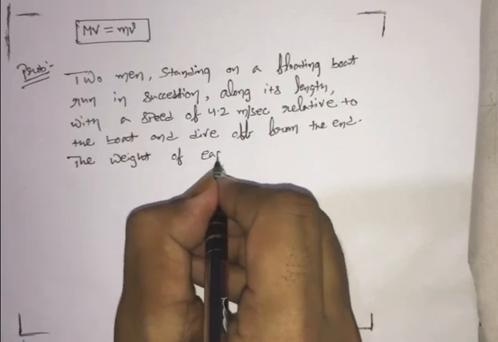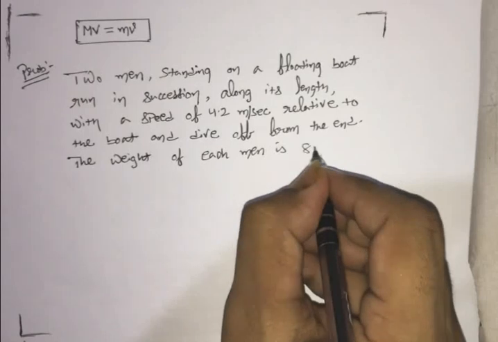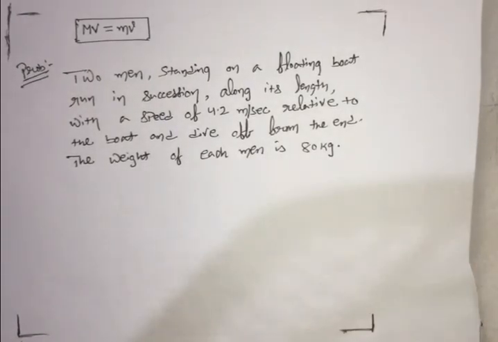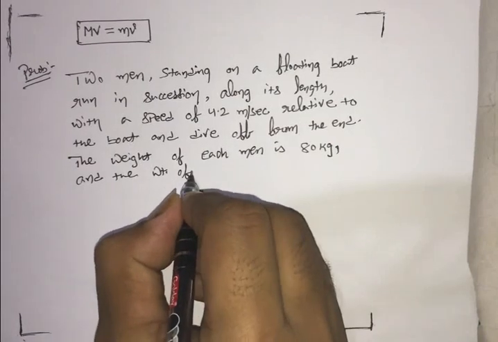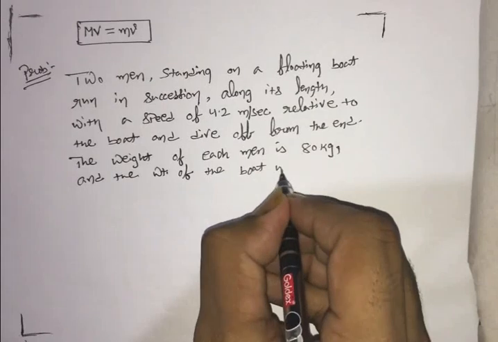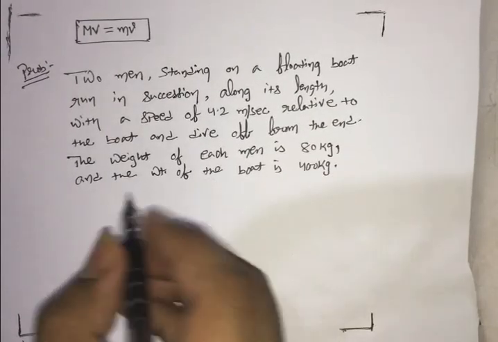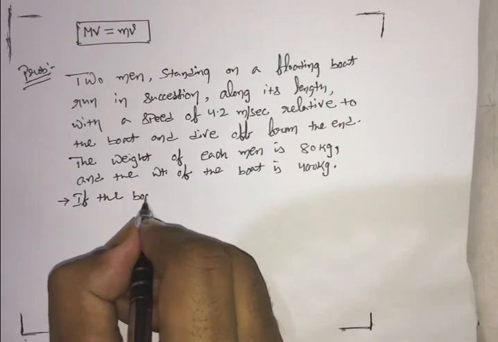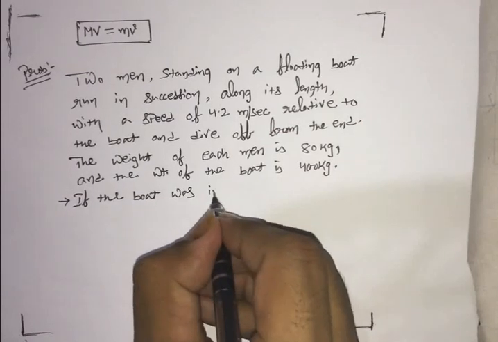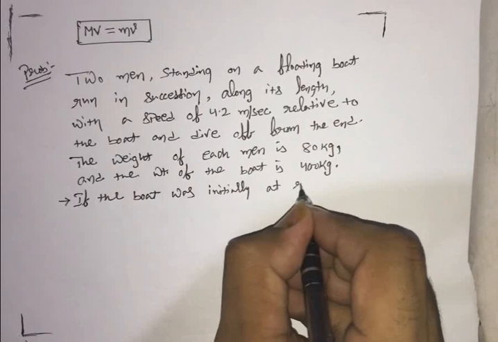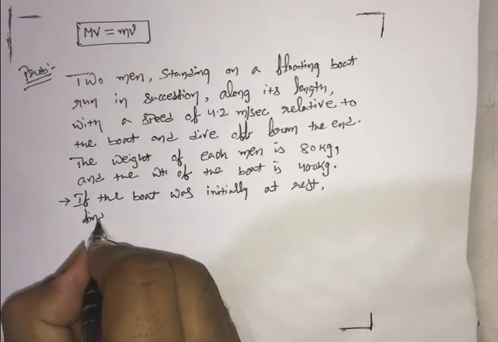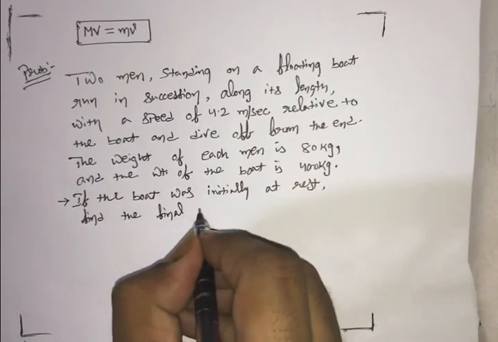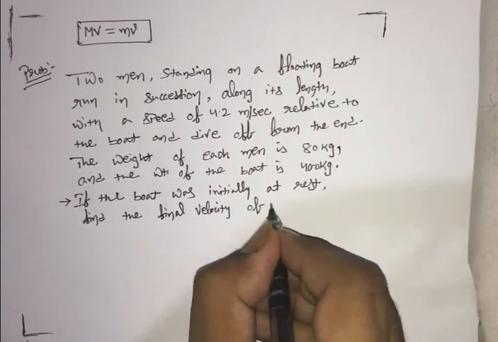The weight of each man is given as 80 kg, and the weight of the boat is given as 400 kg. The question is, if the boat was initially at rest, find the final velocity of the boat.